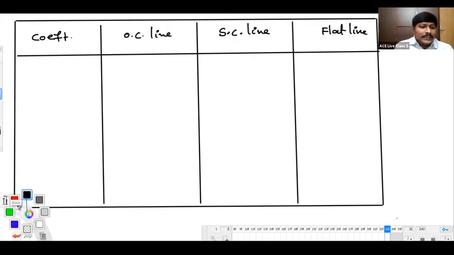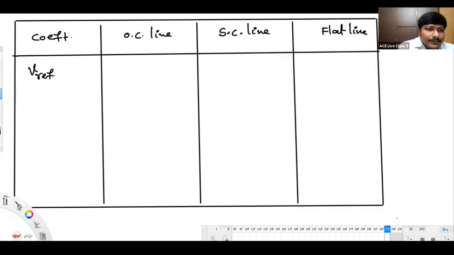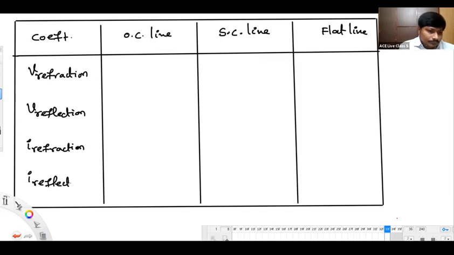First, the coefficients I will write quickly. First, voltage refraction coefficient. Voltage refraction coefficient, how is it? Voltage reflection coefficient, how is it? Current refraction coefficient, you write. Then you can say current reflection coefficient.